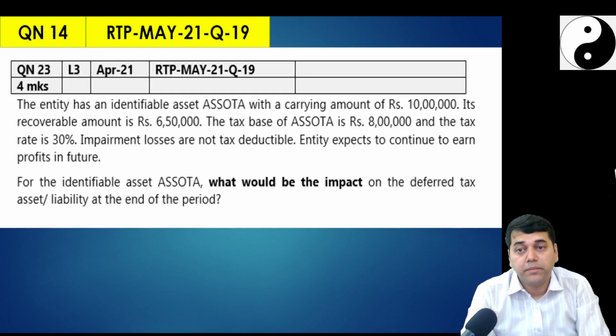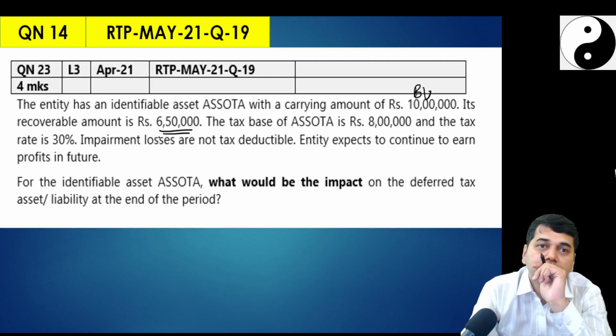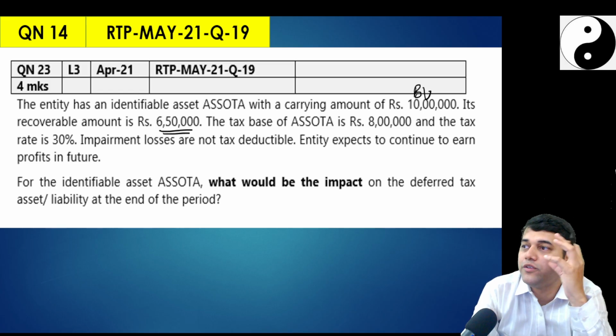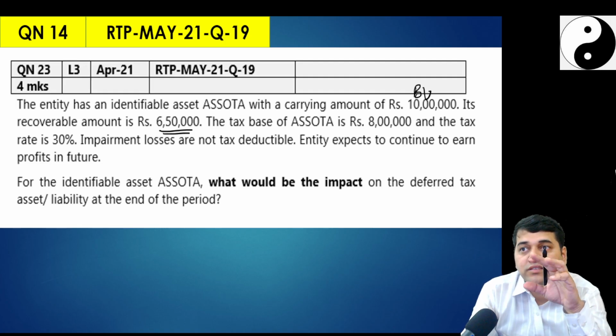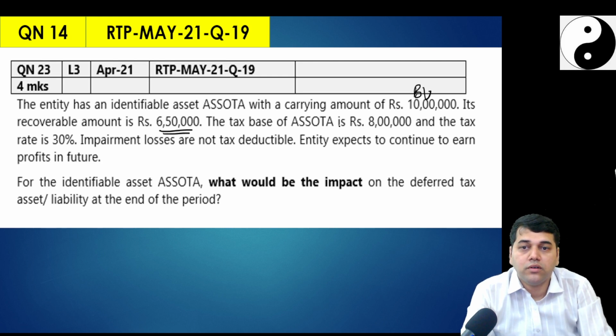Yes. This can be an RTP question. For me, I can say 4 marks. Entity has an identifiable asset, whose book value is 10 lakhs. Recoverable amount is 6,50,000. What is the recoverable amount? Where will you use this terminology? Impairment. Recoverable amount is the higher of fair value or value in use. Now, do you have any impairment? Yes, how much? 10 lakh minus 6,50,000.